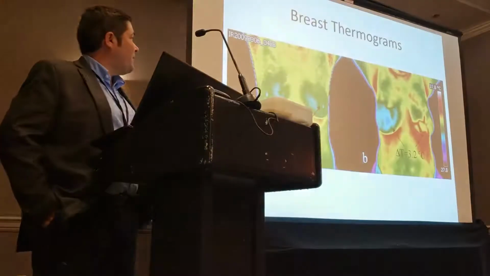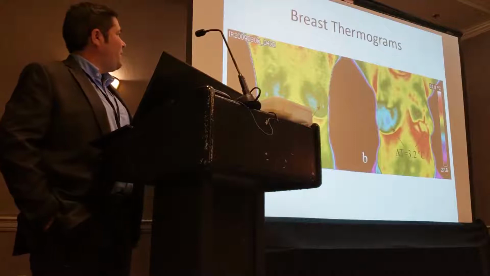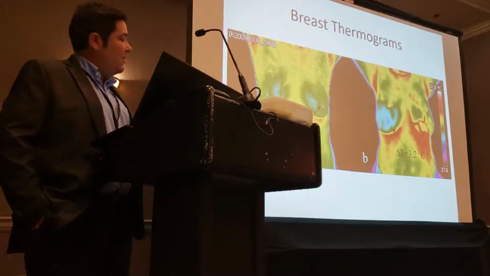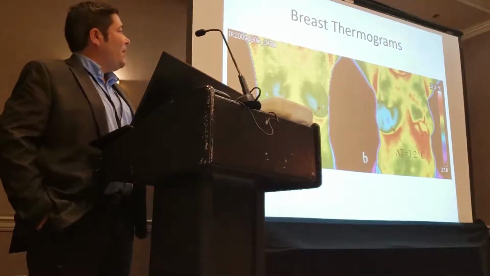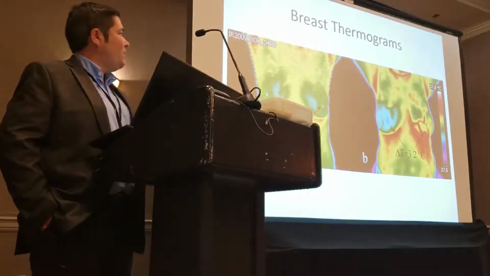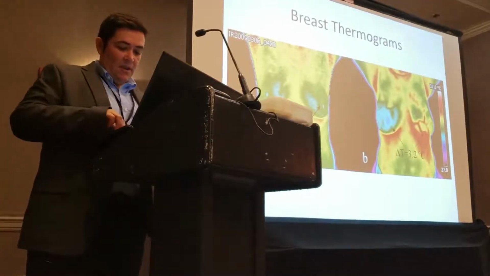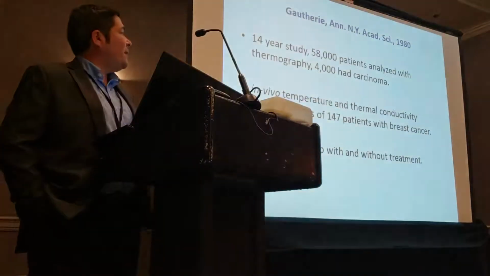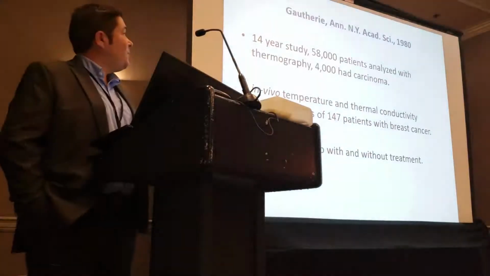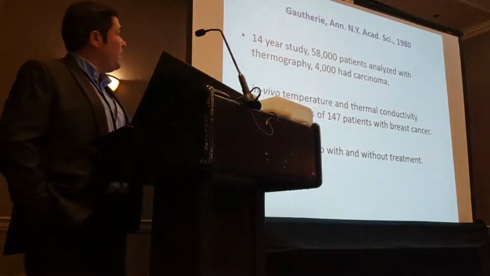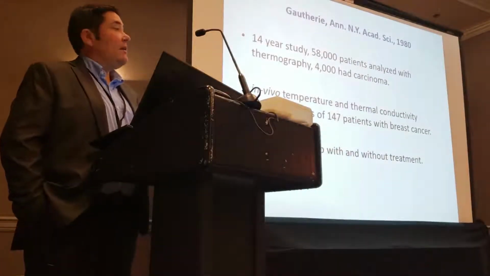Here's a couple of thermographies taken on a healthy person. As you can see, in the healthy person, there's a very distinct symmetry in the temperature pattern between one breast and the other one, and in a person with a cancerous tumor, there's a distinct asymmetry and an increase in temperature. This work is based on work that was done in the 70s by Gautherie. He, during 14 years, analyzed 58,000 patients using temperature patterns. 4,000 of them had cancer.